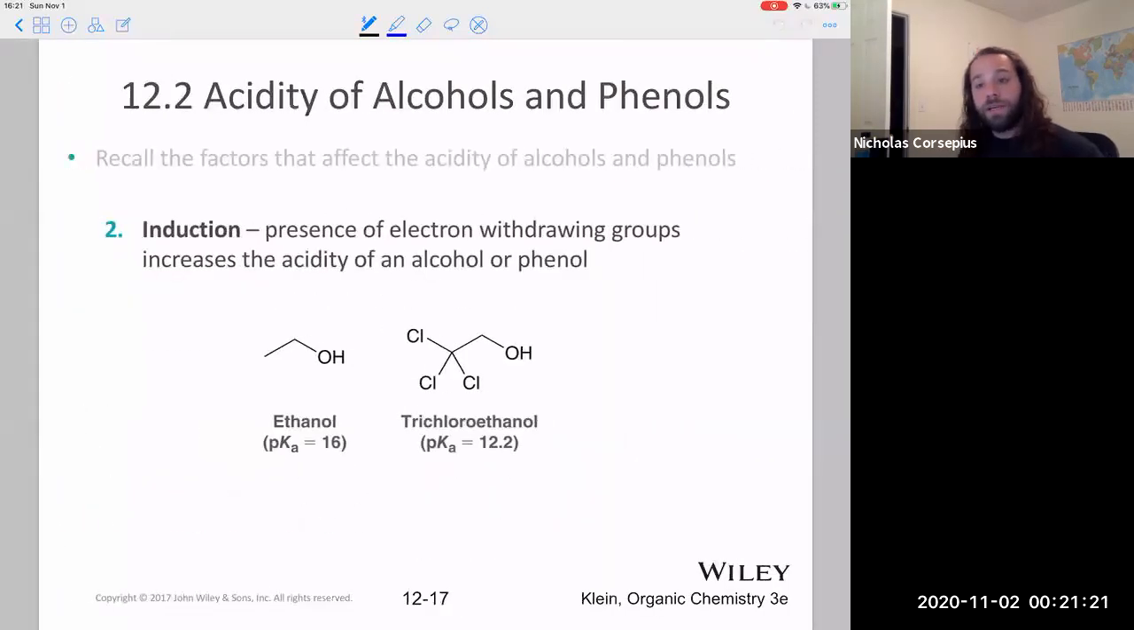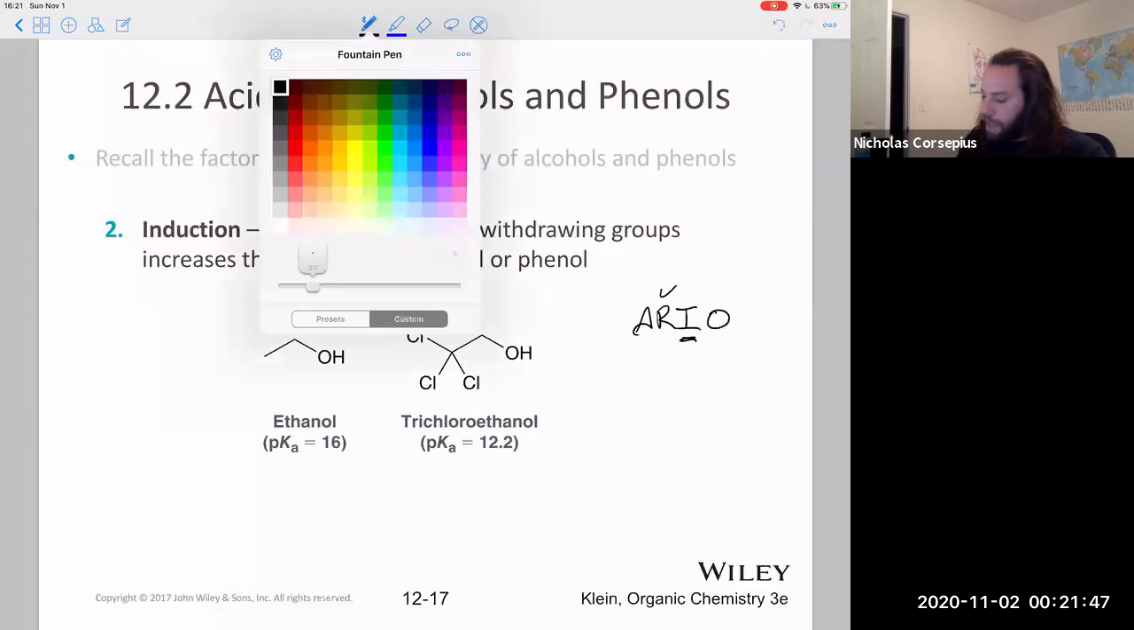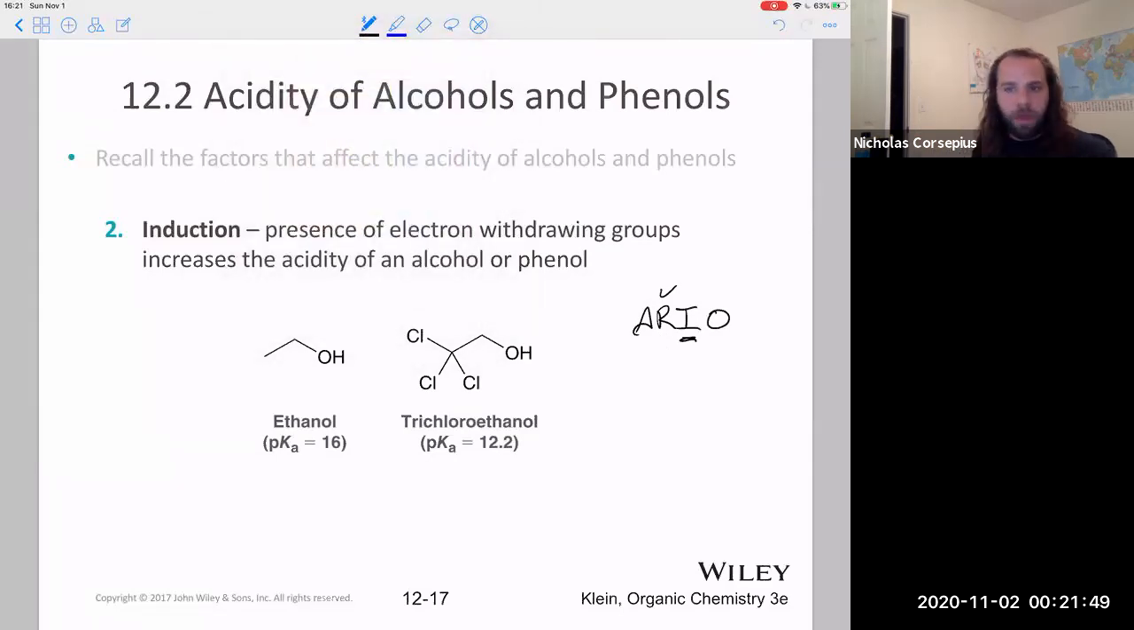Another thing that would increase the acidity of an alcohol is the presence of electron withdrawing halogens. So for example, comparing ethanol to trichloroethanol, you can see that the trichloroethanol has a much lower pKa. Remember, we had our RIEO. This would be, we went over the resonance. This would be the induction consideration for RIEO. A was atom, but since we're talking about alcohols all the time, it's going to be an oxygen.